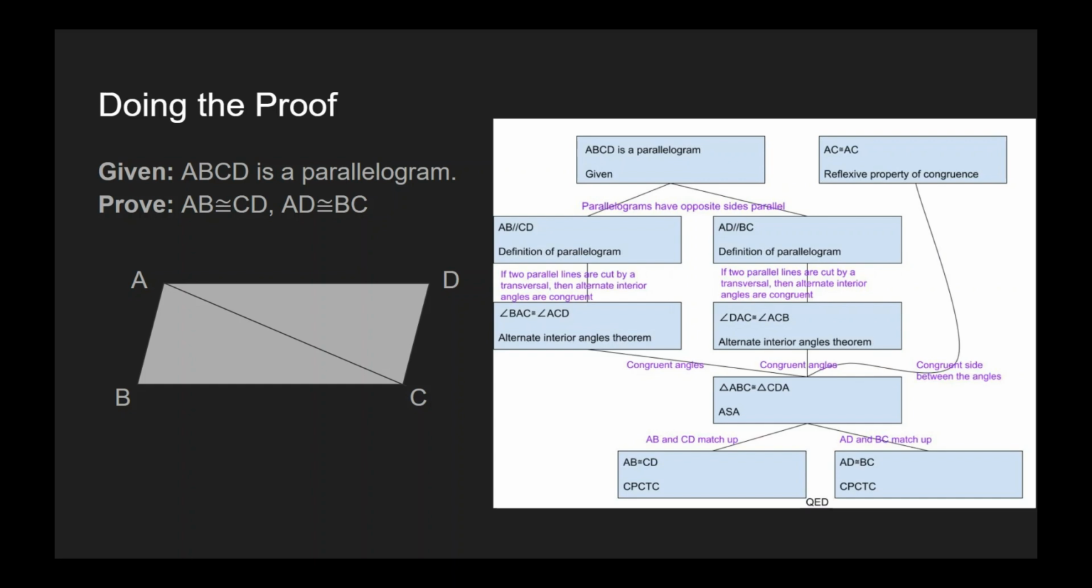So once again, to summarize, when we wanted to prove something about a parallelogram, we were able to draw a diagonal to split it into two triangles. We were able to prove that those two triangles were congruent to each other. And then once we knew that those two triangles were congruent to each other, we were able to draw conclusions about the sides that we were interested in originally.